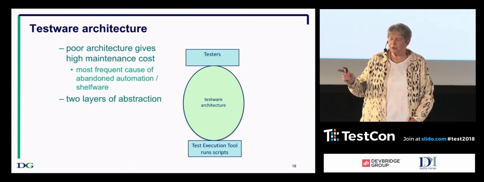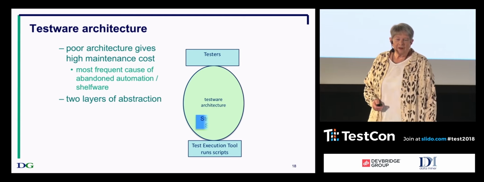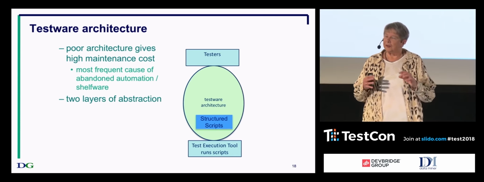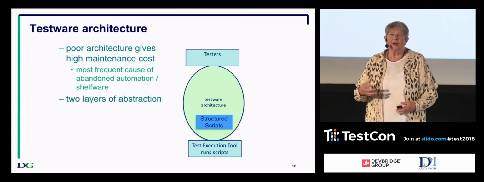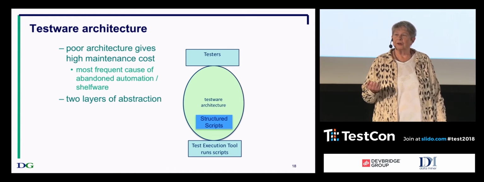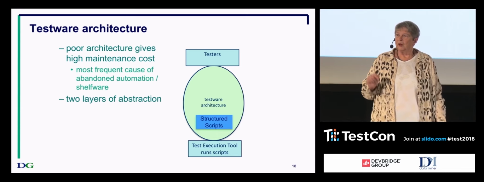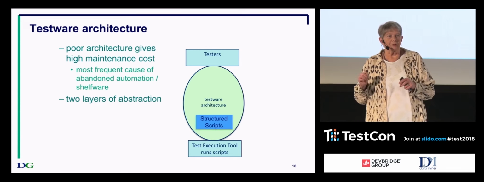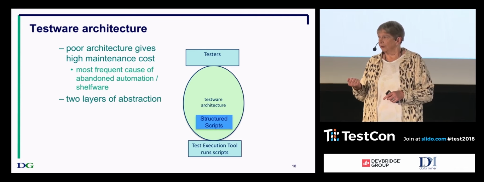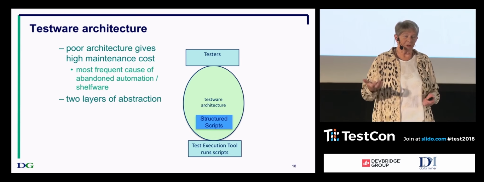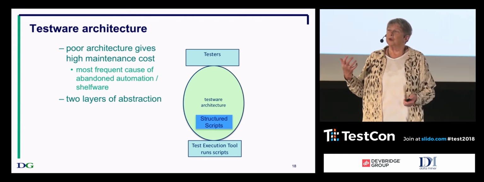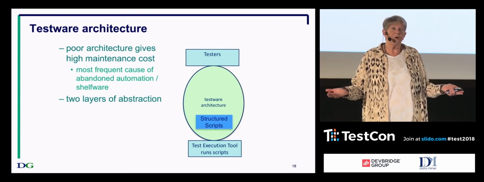But 2 layers of abstraction are key. And the first one is at the technical level. You want to abstract out anything technical, anything to do with the tool, and build your automation scripts in a way that follows good programming practices. So they're structured, they're modular, and that way, it's building code.